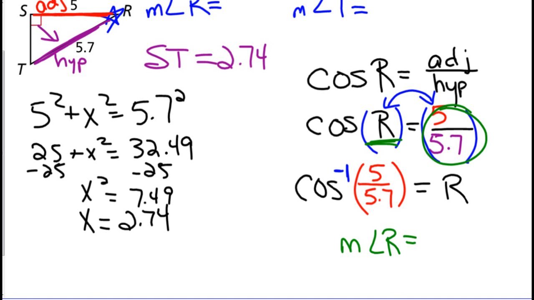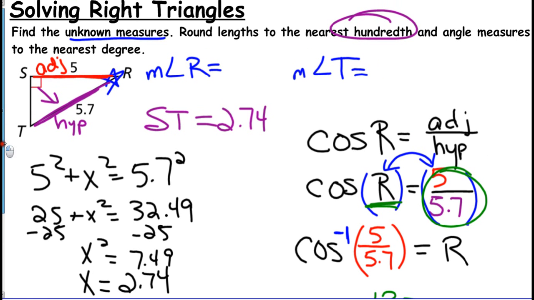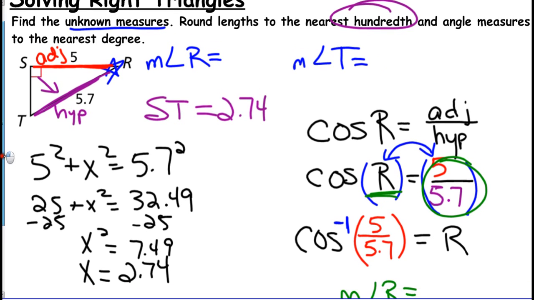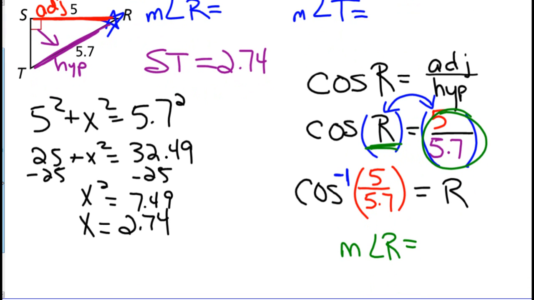And remember, we wanted to round our angles. Angle measures to the nearest degree. So instead of writing 28.69, the measure of angle R is going to be 29 degrees.